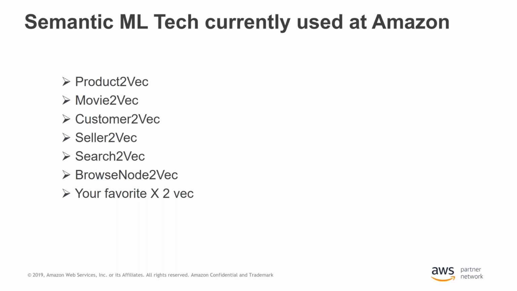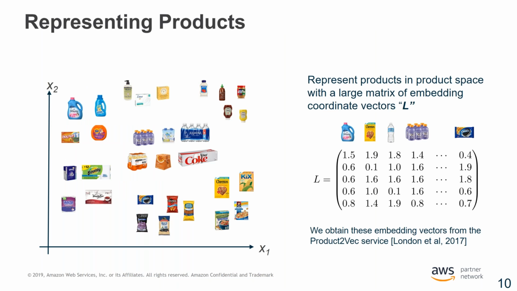So when you're talking about representing products, if you take a look at this chart here, on the X2 chart, you're looking at where in the embedding space products like soaps are most similar to each other. On the far right, you have cereals, etc.